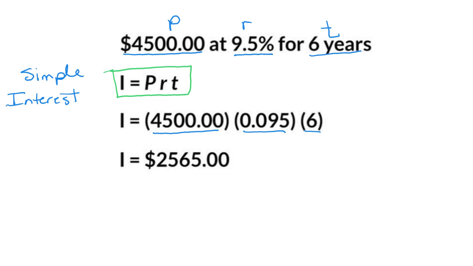So the final answer here is the simple interest is $2,565. Notice they have 0 cents on there. Since the principal gave you 0 cents, you're going to round to the nearest cent, unless it says otherwise.